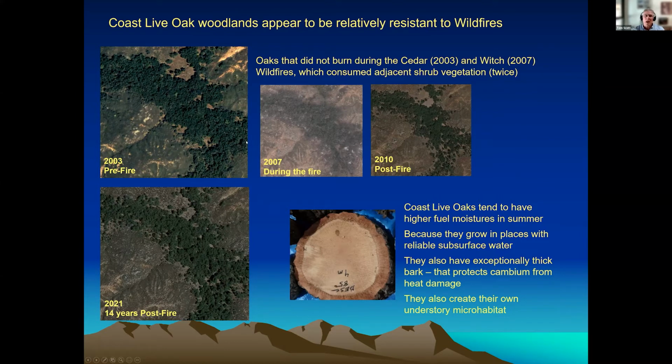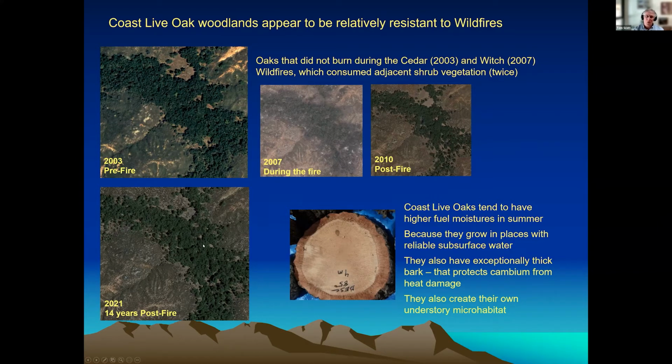So what I wanted to point out was we've had two major and very damaging fires in San Diego County, one the Cedar Fire and the other the Witch Fire, four years apart, both catastrophic. Here's the oak woodland before that pair of fires occurred, and here's the oak woodland afterwards. So the trees literally are living through a fire, and a year later, it's as if the fire never occurred.